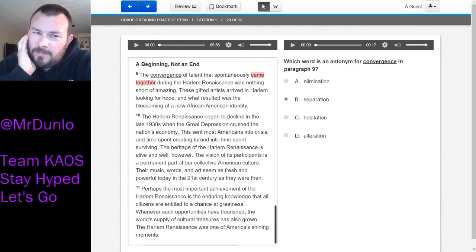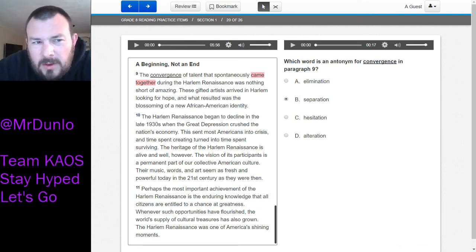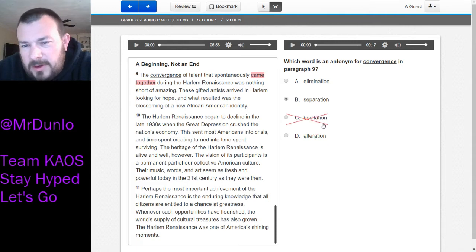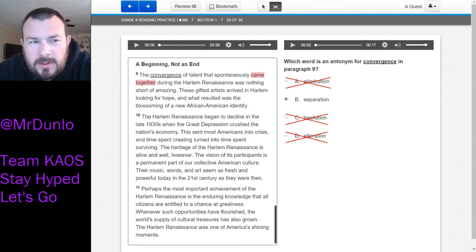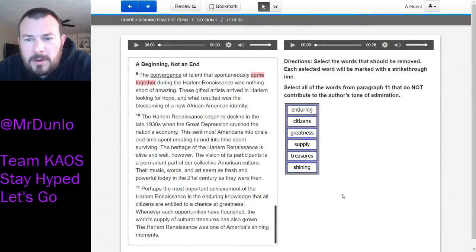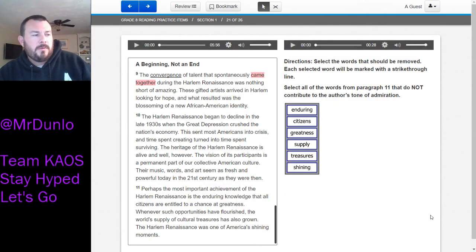It really is, though. And the only way you could do process of elimination would be to look at what you think the word means and then be like, wait, hesitation is not the opposite of coming together. Alteration, that just means changing something. I don't know why the red X didn't work. And then you're stuck with separation. Honestly, the hardest part about this sometimes is just using your context clues to first figure out what the word means. Write that down so I remember to talk to you guys about that. But yeah, figuring out what the word means first and then doing your thing. All right.